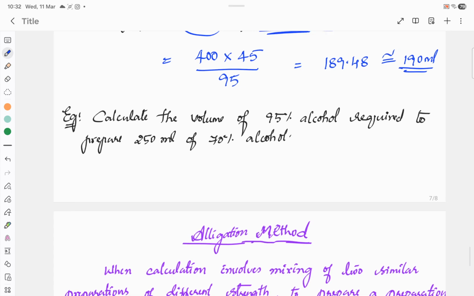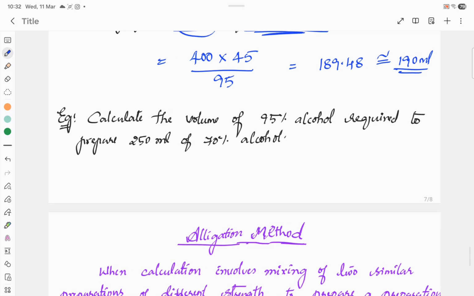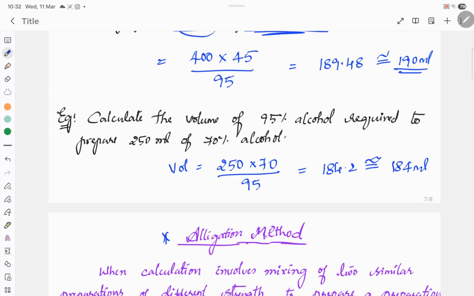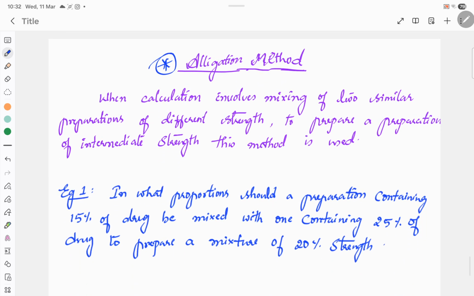And then one more example, let us see. Calculate the volume of 95% alcohol required to prepare 250 ml of 70% alcohol. So I suggest you pause here, calculate by yourself and then get back to the video. So the volume required will be equal to 250 into 70 divided by 95, which you will get around 184.2, that is nearly equal to 184 ml, right?